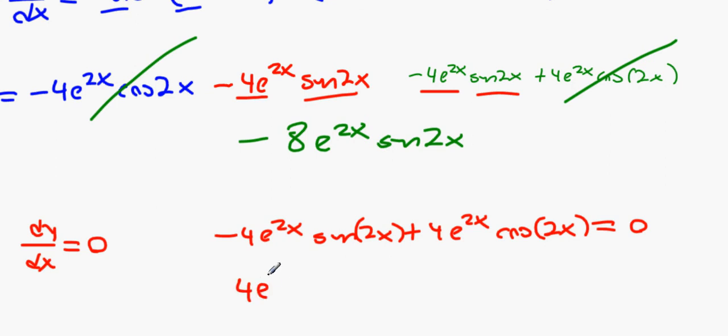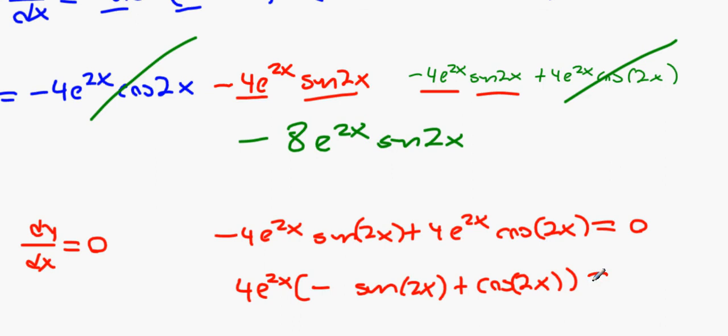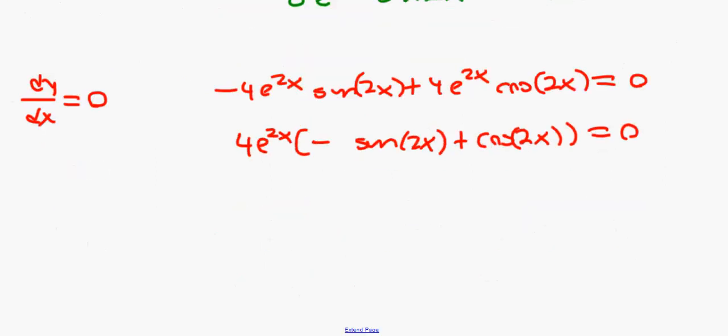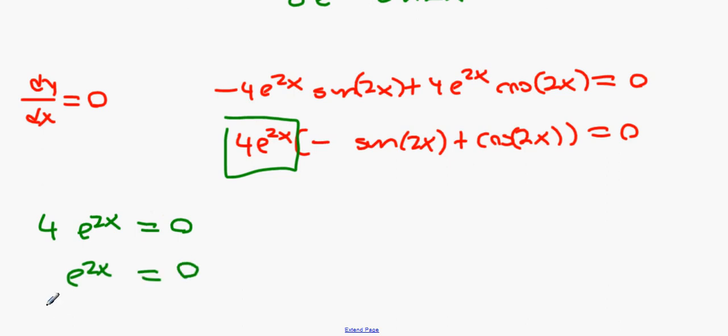4 e to the 2x, and what we're left with is, oh sorry, the 4 is gone. So this is going to be minus sine 2x plus cos 2x, and this equals 0. Now there's two distinct parts here. There's the number in the green box, and if we try and figure out what that is, 4 e to the 2x equals 0, we're going to get e to the 2x equals 0. We're going to have to ln both sides, and like last time, when you have an ln 0, you're not going to solve it, so that's a loose end.